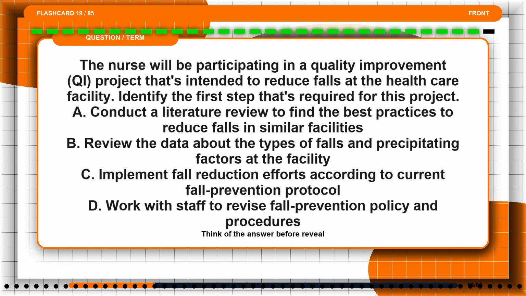Flashcard 19. The nurse will be participating in a quality improvement (QI) project that's intended to reduce falls at the healthcare facility. Identify the first step that's required for this project. A. Conduct a literature review to find the best practices to reduce falls in similar facilities. B. Review the data about the types of falls and precipitating factors at the facility. C. Implement fall reduction efforts according to current fall prevention protocol. D. Work with staff to revise fall prevention policy and procedures. Think of the answer before the reveal.